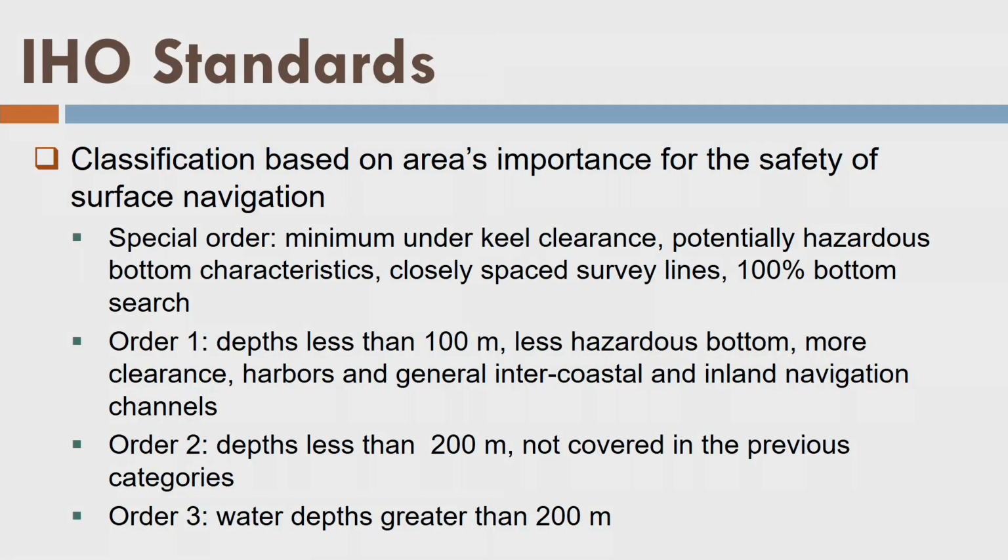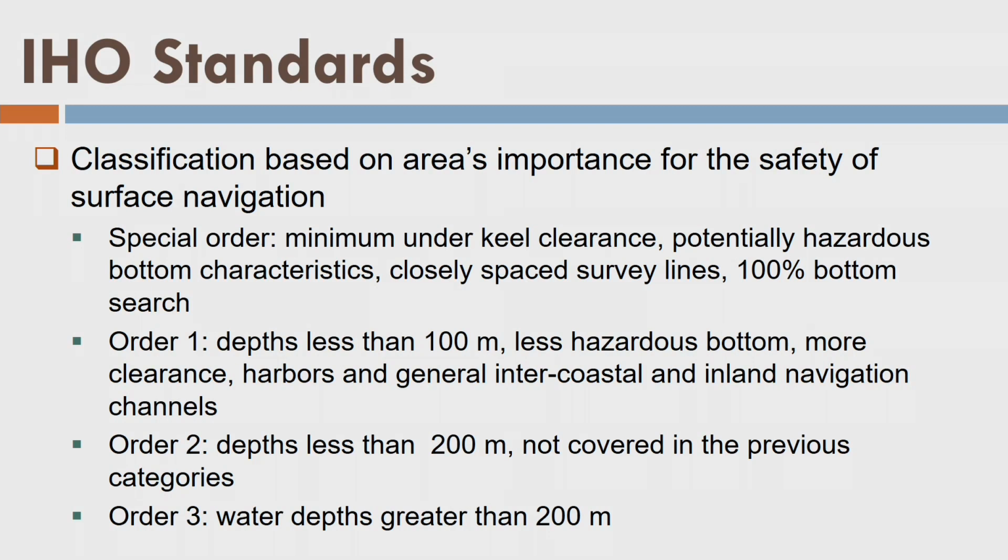It divides the area to be surveyed, right, according to importance. And so it has 4 orders. One is the special order, then we have order 1, order 2 and order 3 surveys. Okay. So order 3 surveys are for water depth more than 200 meter, order 2 for less than 200 meter, order 1 is for less than 100 meter water depth. Again, it has some other specifications according to 100 meter, 200 meter and 300 meter.